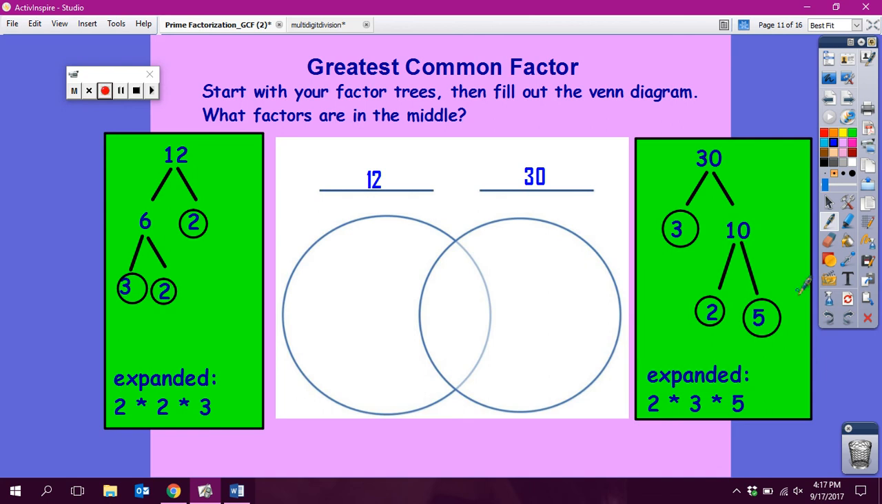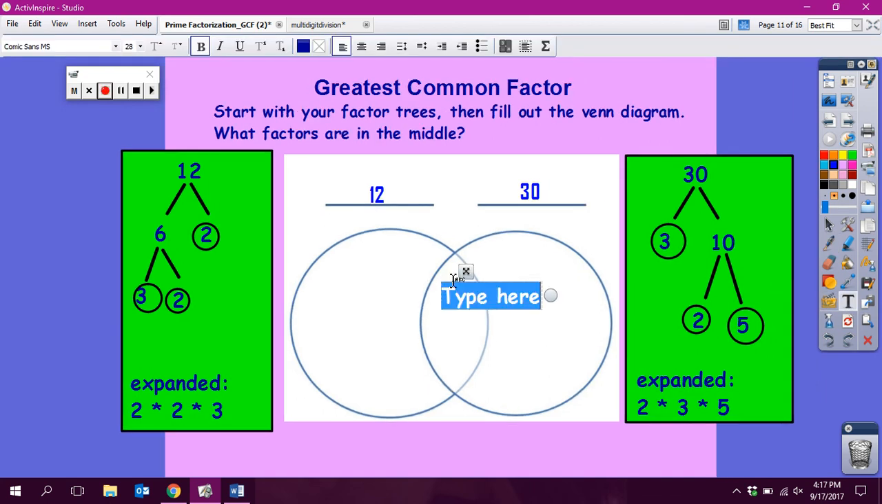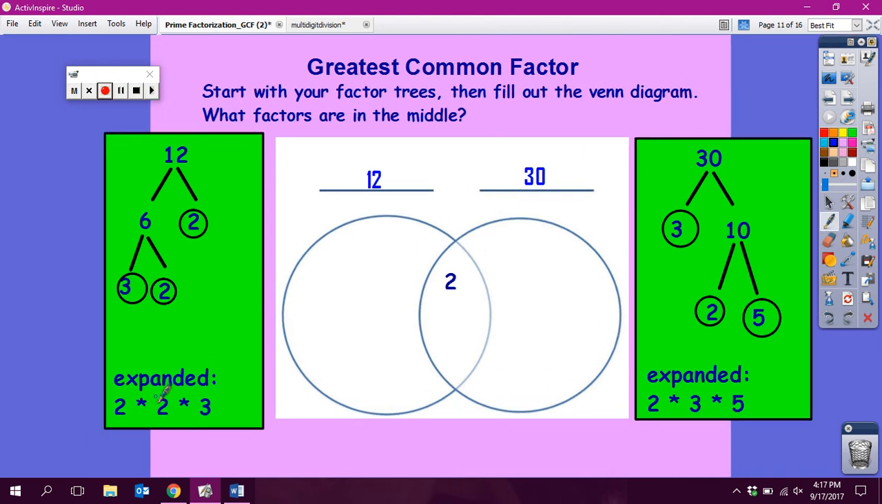Okay, they both have a 2. So I'm going to list 1, 2 in the middle, because when you're looking at this, you only want to list how many things they have in common. They have 1, 2 in common. 30 does not have this second 2 that 12 has. So I'm going to cross out those 2's because now they've been used.